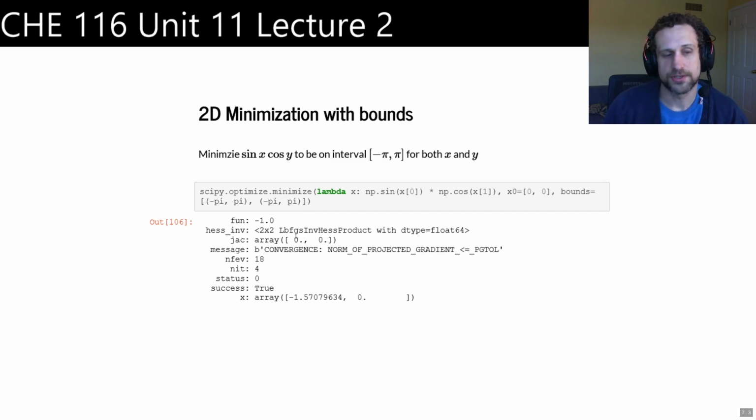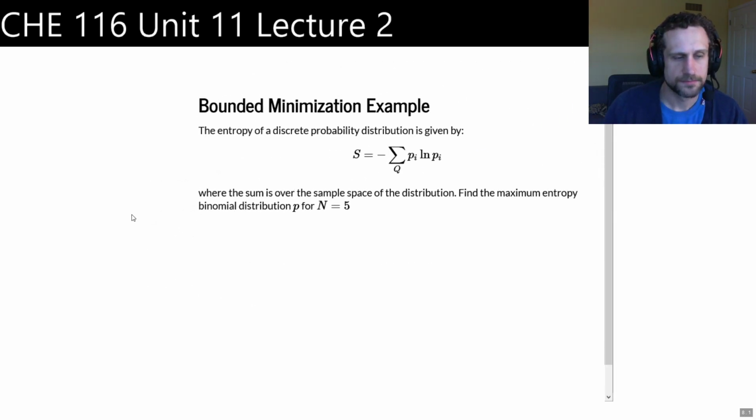Okay, are there any questions on minimization in n dimensions with bounds? All right, feel free to use the chat too if you don't want to speak up.